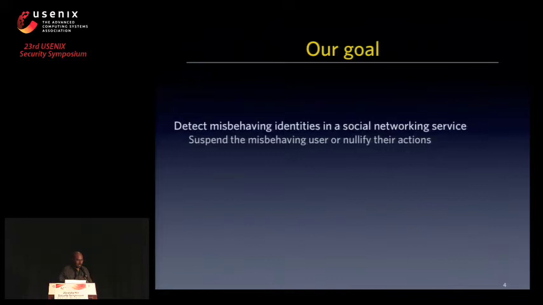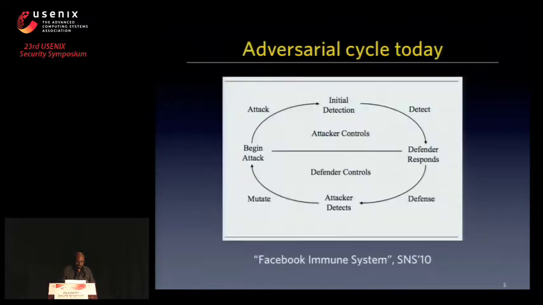One way to do that is by detecting these misbehaving users or identities in the social networking service. Once we detect them, we can suspend the identity, or we can even remove or nullify their actions. Now, first, let's look at some existing approaches to do this. This is a diagram taken from a paper written by Facebook folks, and this is largely representative of most of the existing approaches out there today.